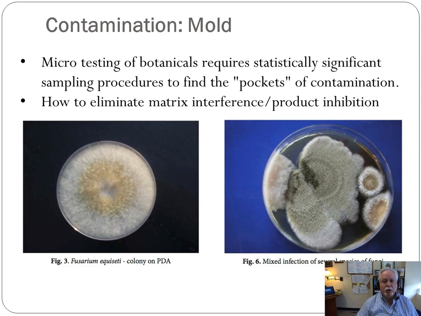That doesn't mean you go everywhere, but you have a randomized sampling and you get enough samples that you can account for it. And then the other thing too is when you do this, there are matrix interference or product inhibition elements. That is, some of these medicinals actually have antifungal, antibacterial properties. It doesn't mean that the fungi or the bacteria aren't present, but the plant is actually interfering in terms of their growth. And we need to grow them, as you can see on these plates, in order to identify them.